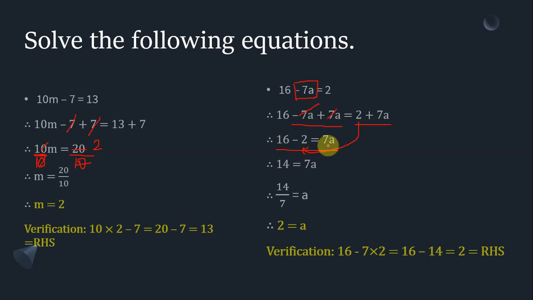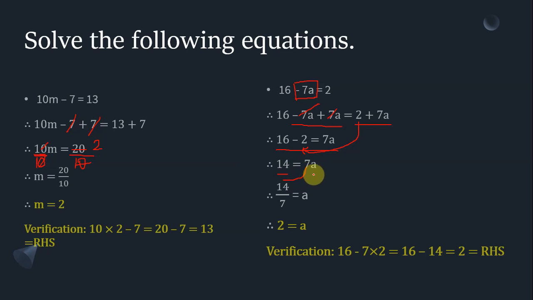This is my next equation. Next step. Now I am getting 14 equal to 7a. And now I want to find out the value of a. This 7 I have to take below. This is 7 multiplied by a, and if I want to cancel it, I have to divide.